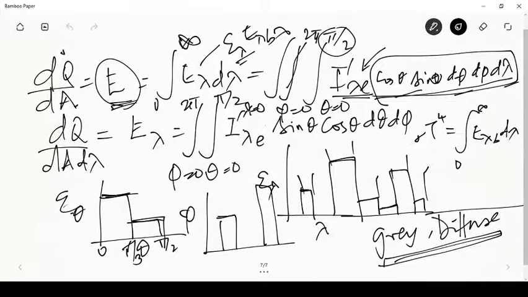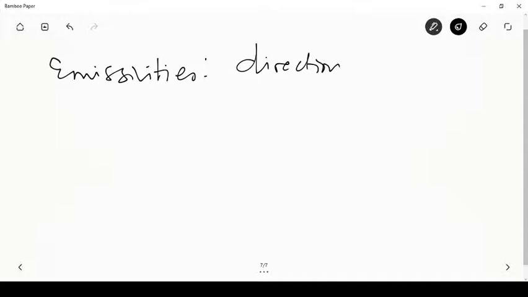Okay. So with this, we have also understood that you would have emissivities as directional, spectral.